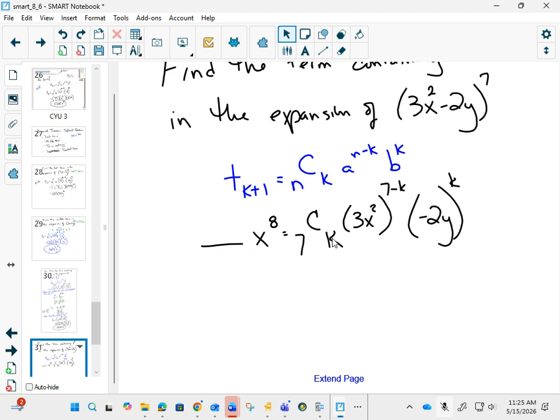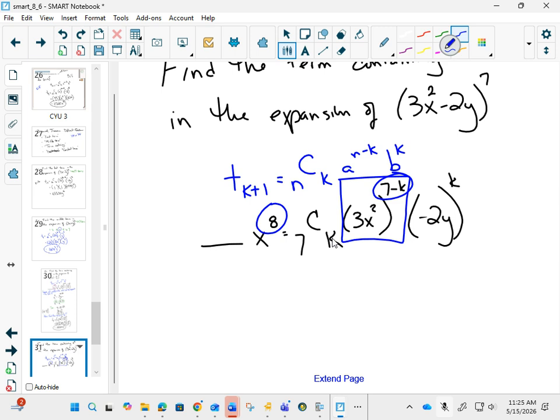Do you see that the only place there's x's is here? We want x to the 8. What has to be in that circle to make an x to the 8? That circle has to equal 4. So then your mental math: 7 minus something is 4, and then you get k. If this has to equal 4, then k has to equal 3.